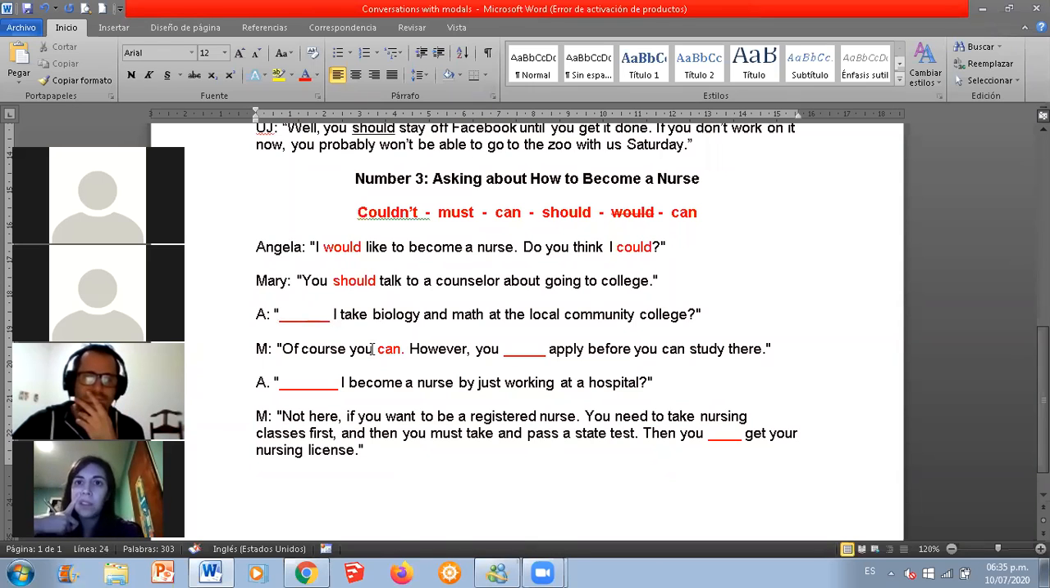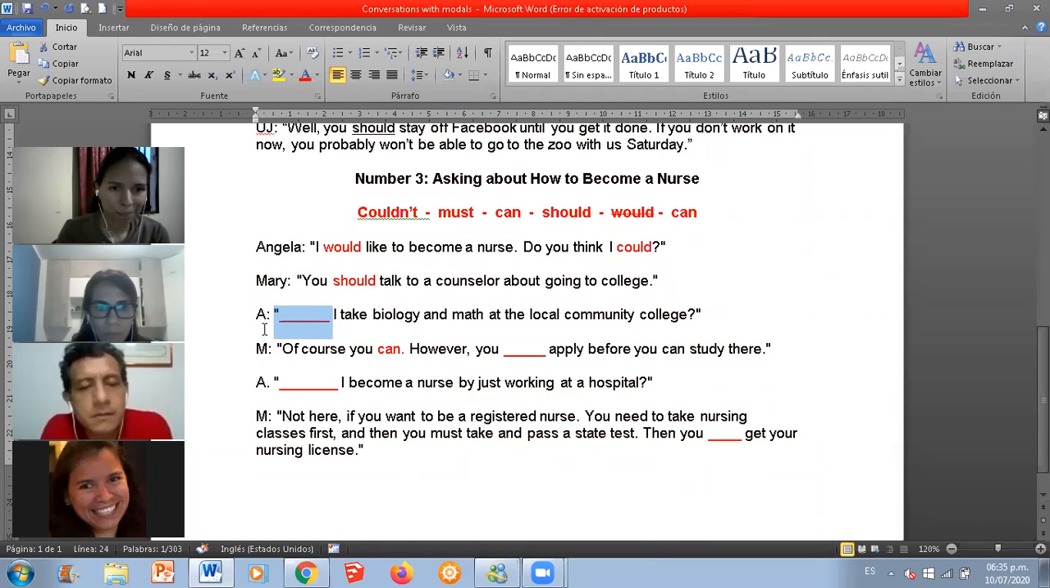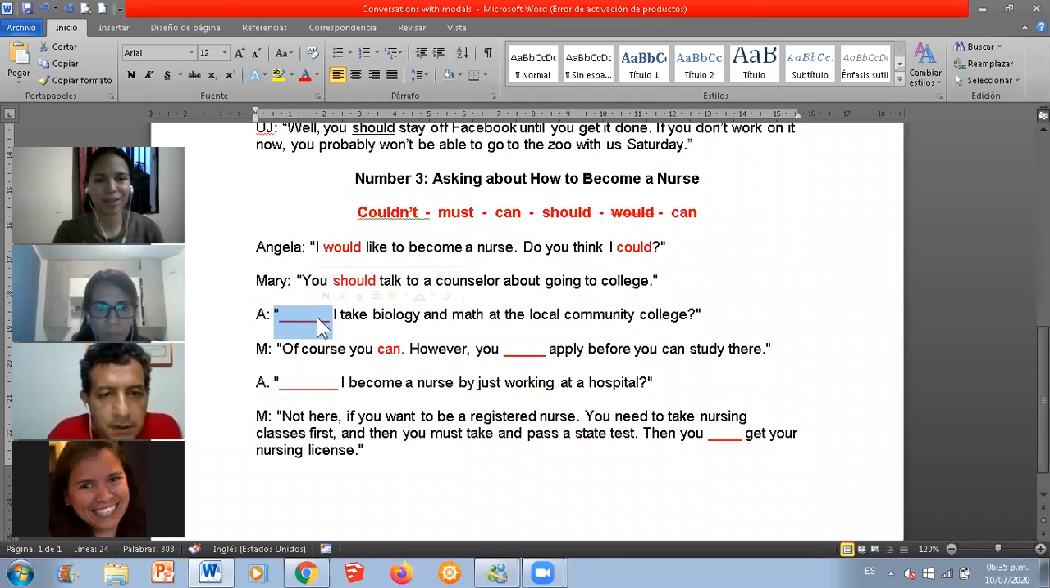Okay. Which modal here? Can. Can, very good.